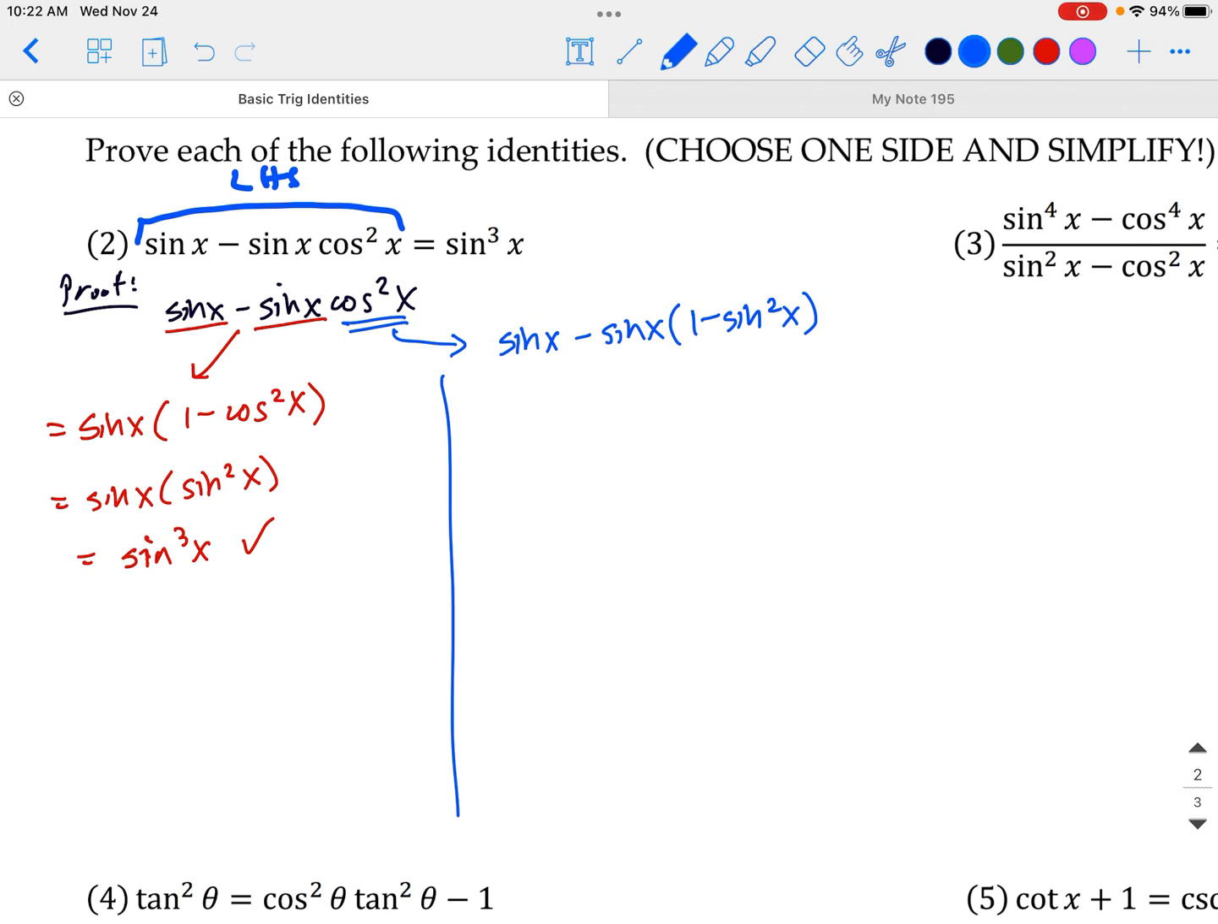Similarly, if I take the route where I rewrite cosine squared as 1 minus sine squared, I can distribute the sine x into the expression, so I'll have minus sine x, and then we'll note that the 2 minuses are going to cancel out and become plus sine cubed x. Our 2 sine x's are going to cancel, and then we're going to end up with sine cubed x. And we're done.